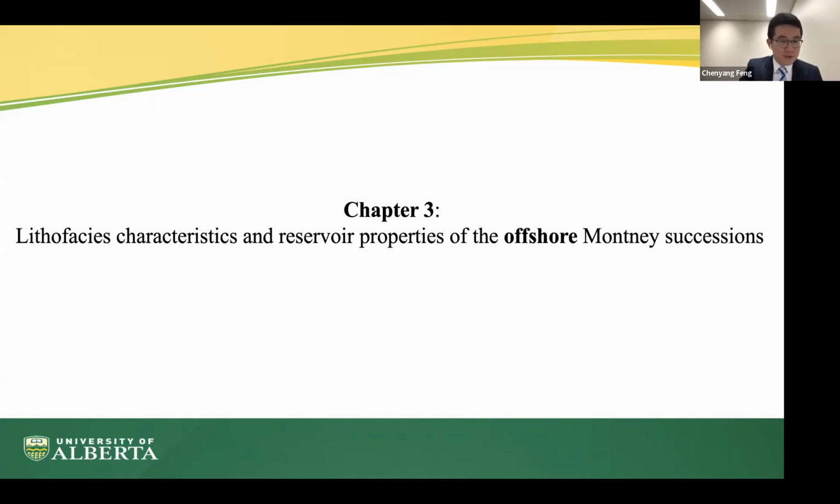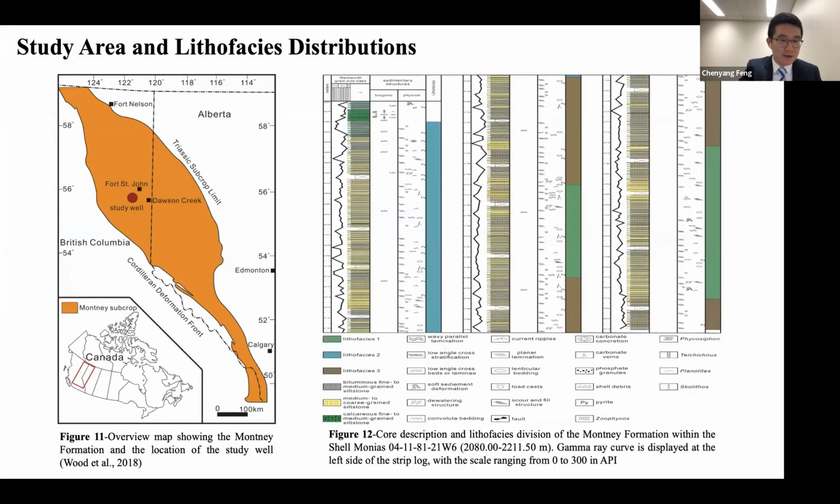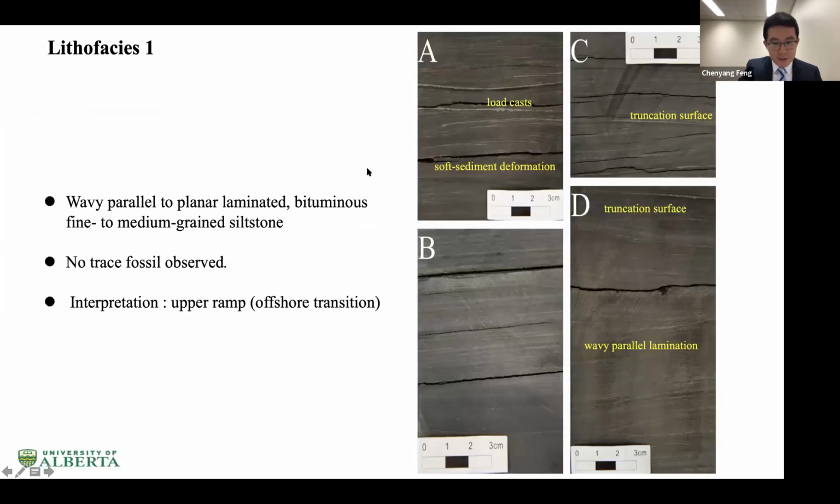Chapter 3 will focus on the lithofacies characteristics and the reservoir properties of the offshore Montney successions. The study well is in the Montney field located in northeastern British Columbia. This strip log also shows the lithology logs and the distributions of the lithofacies and corresponding gamma ray features. Three lithofacies have been divided.